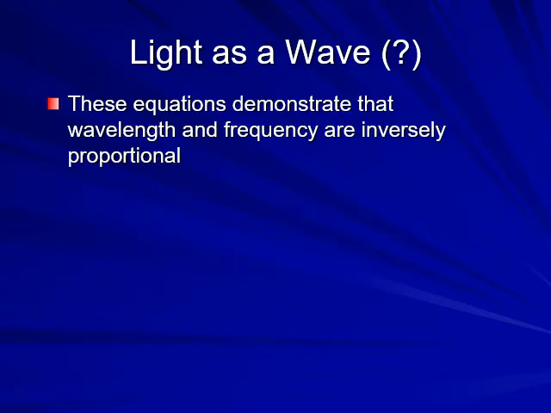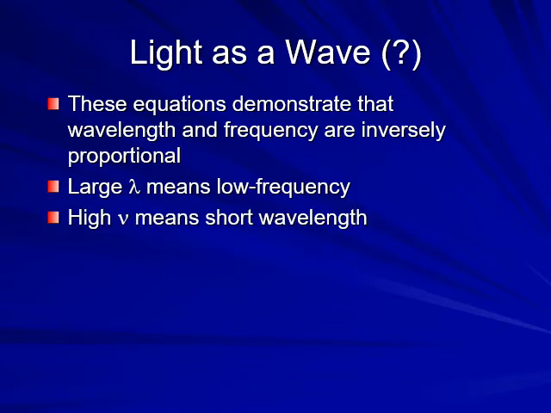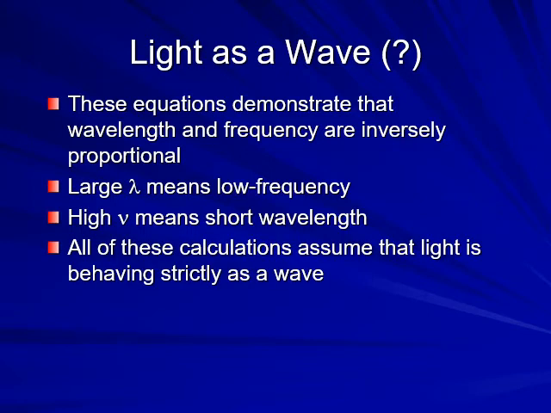These equations show that wavelength and frequency are inversely proportional. A large wavelength means a low value for the frequency. High frequency means a short wavelength. You can look at that figure 6.3 again. All of these calculations assume that light is behaving strictly as a wave.